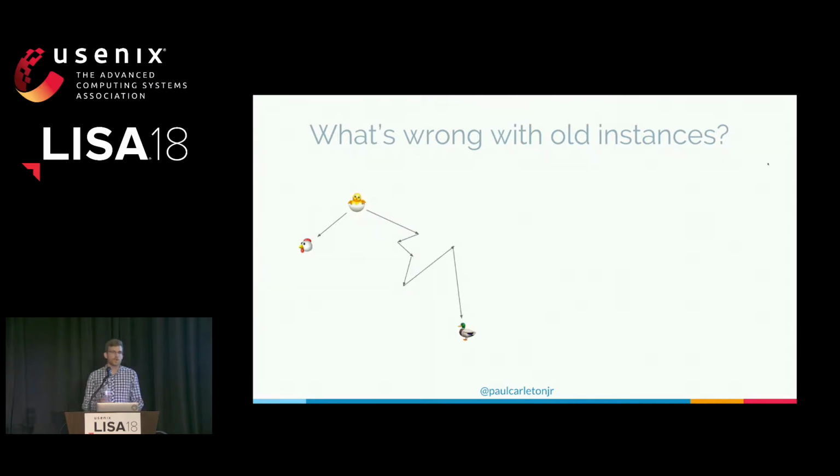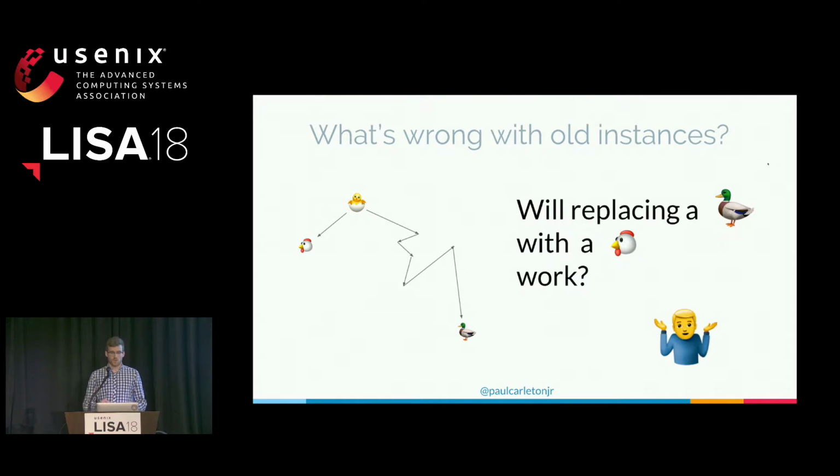So another problem with these old instances is accumulated state. On the left, we have this freshly booted instance. Maybe it looks more like a chicken. And then on the right, we have this instance that's been around for a while. It's been accumulating state, a lot of changes stacked on top of each other, and ends up looking more like a duck. Will replacing a chicken with a duck work? I don't know. Who knows? It's hard to tell ahead of time.